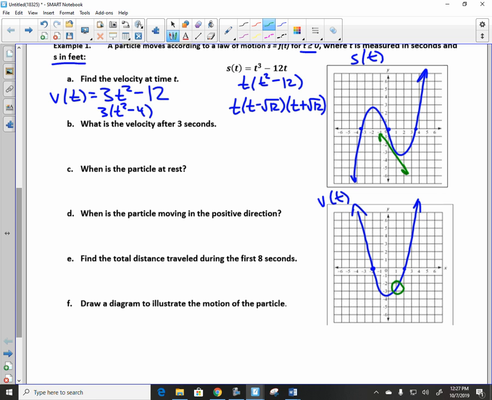So it says, what is the velocity after 3 seconds? How do you think I would compute that? Plug in 3, v of 3. It is 3 times 3 squared minus 12. What do you think? 27 minus 12, I get 15. We need to put a label on it. It's a rate. Feet per second.